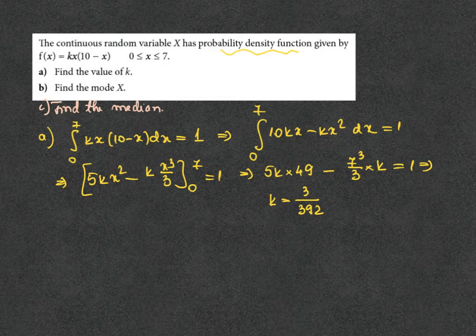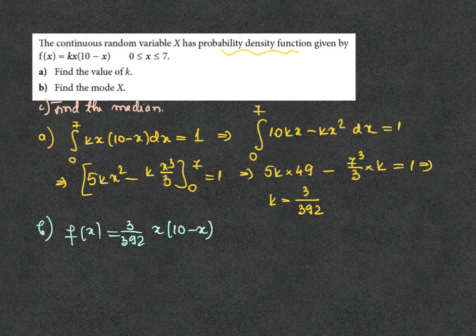Question B asks to find the mode. We have two ways to do it. Either, so my function f of x will be 3 over 392x times 10 minus x. I'm going to start with the first method, which takes exactly the definition. The mode is a maximum value, so it is when the derivative is 0.